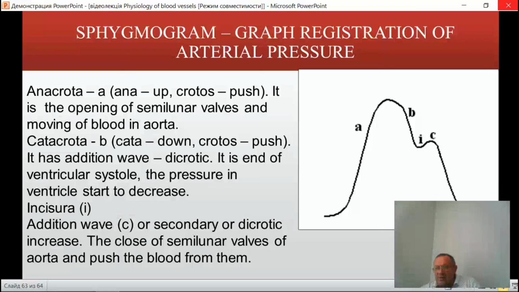Next wave, B part, catacrota. Kata is down, crotos is push. It has an additional wave, dicrotic. It is the end of ventricular systole. The pressure in the ventricle starts to decrease. Next, the incisura.